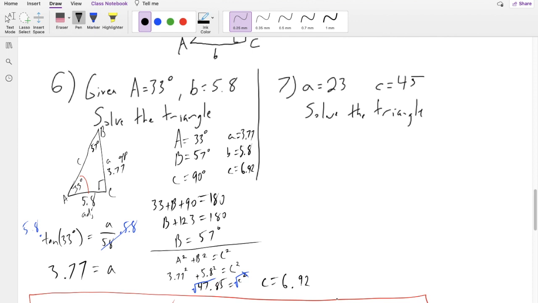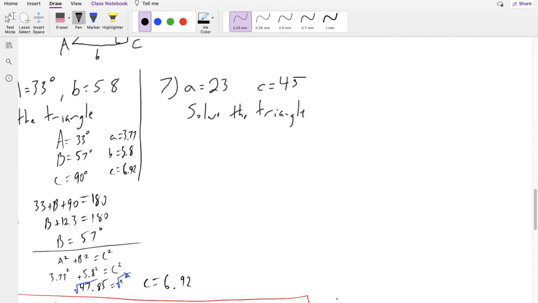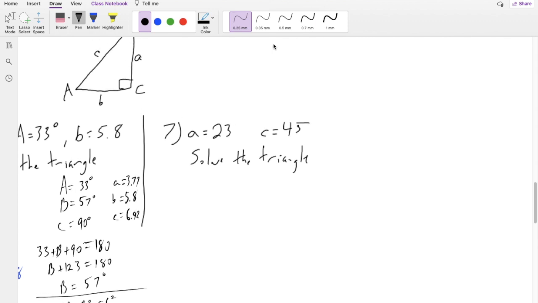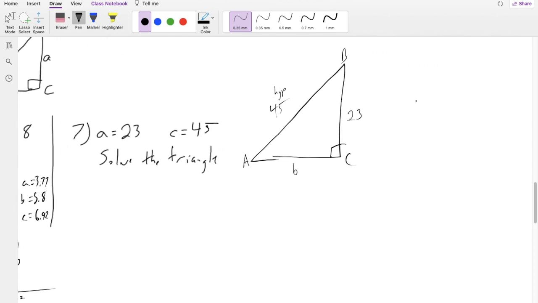All right, so let's try the second problem. Off to the side, let's resketch our drawing. To start with, we can find the third side by using the Pythagorean theorem. So a squared plus b squared equals c squared. We have 23 squared plus b squared equals 45 squared.